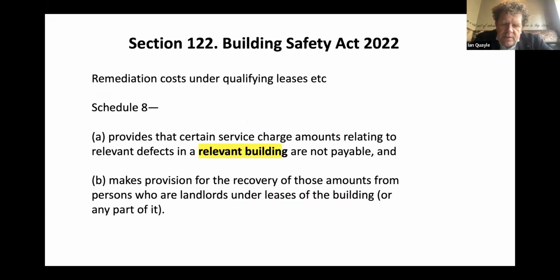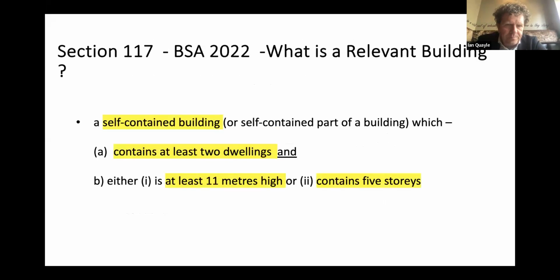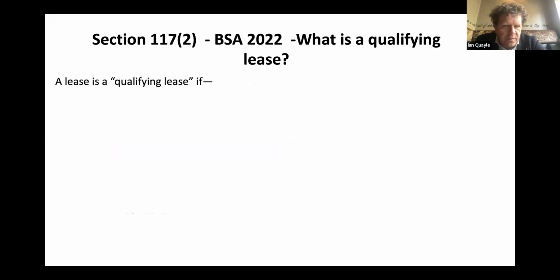The second thing that we need to do is to understand what are relevant buildings, and Schedule 8 defines a relevant building, but the balance of the Act could potentially apply to any building that contains 2 or more residential units. So you could have a building that's in the majority commercial use, but nonetheless with 2 flats or apartments in it, then caught under the Building Safety Act 2022. So what is a relevant building? A self-contained building that contains at least 2 dwellings and is at least 11 meters high or contains 5 stories.